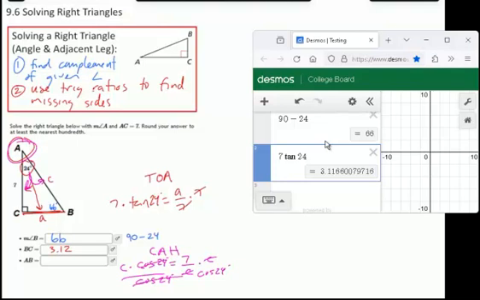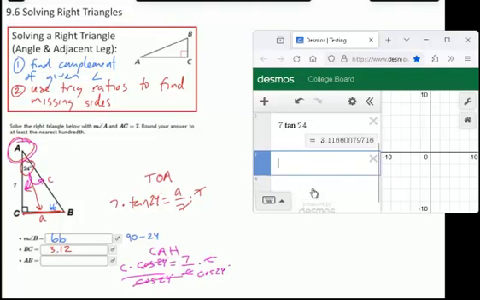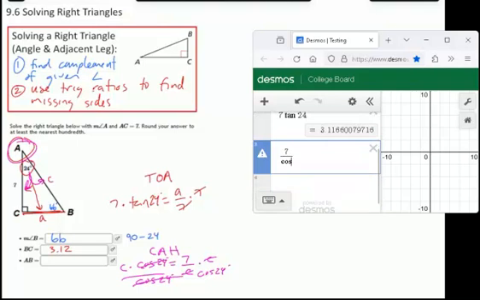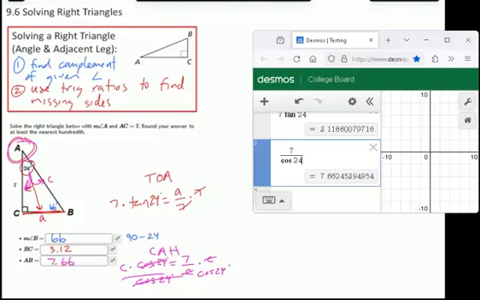And so I get my answer to be 7 divided by cosine of 24. And that gives me my other answer, which is 7.66. And so those would be my solutions using that. Now, the other possibility that I could have done is I could have used Pythagorean theorem to find C.